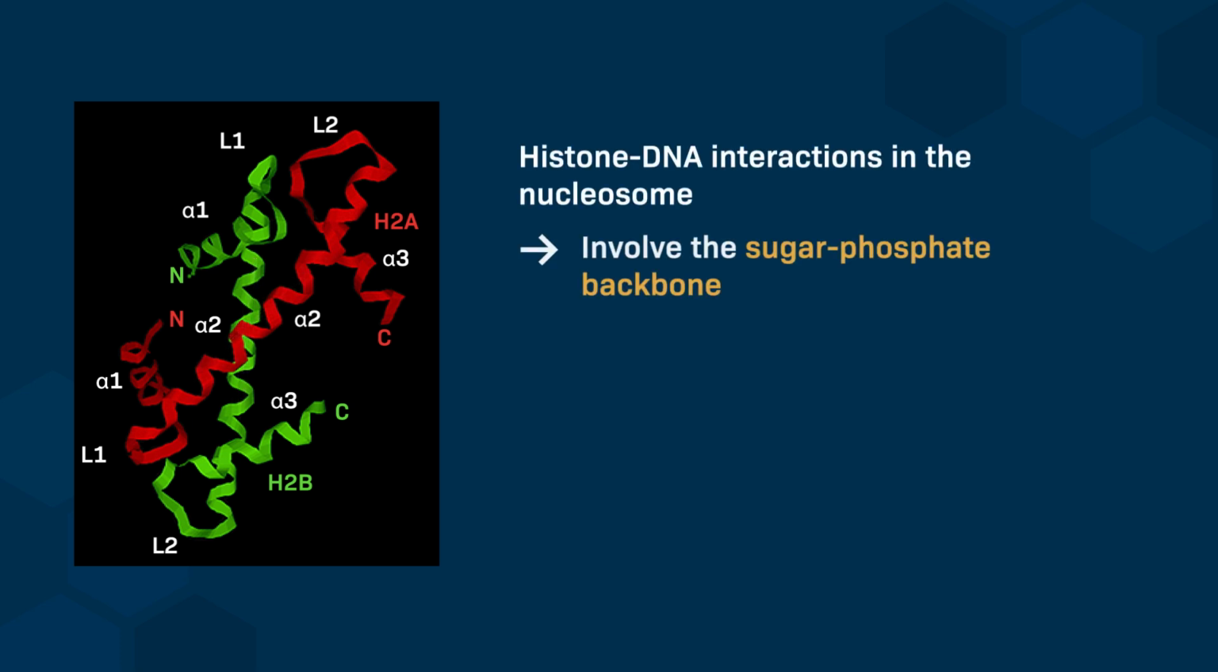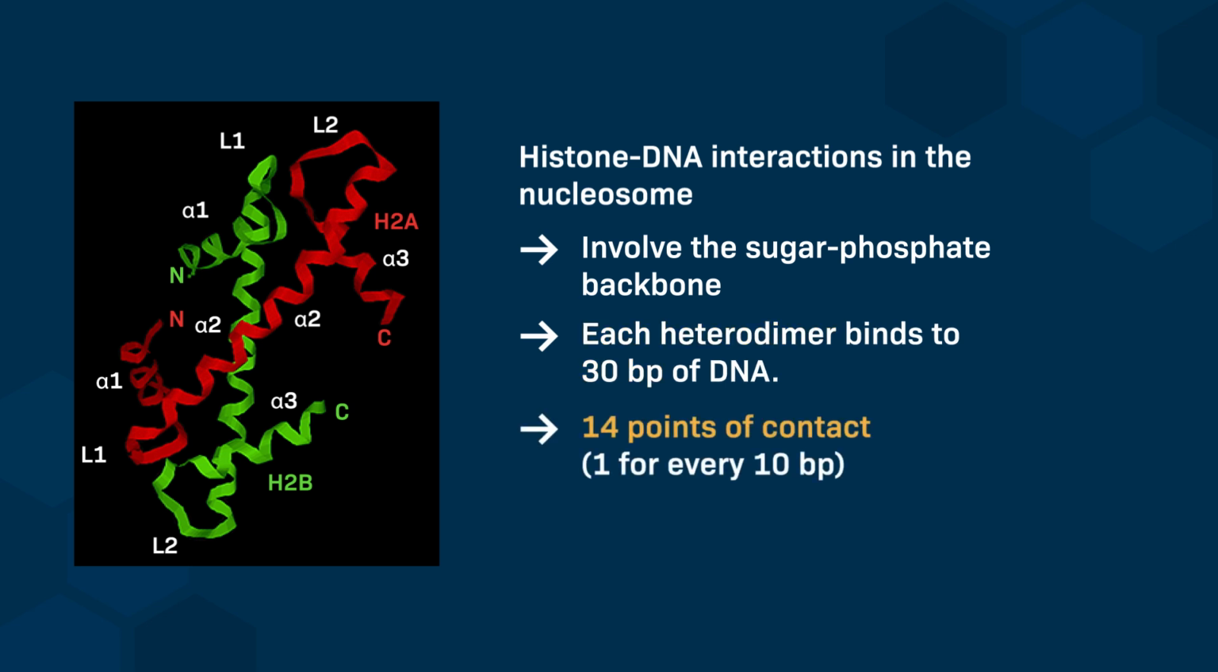In a nucleosome, the histone-DNA interactions involve the sugar-phosphate backbone of the DNA and not the nitrogenous bases, and each heterodimer, H2A-H2B or H3-H4, binds to 30 base pairs of DNA. There are 14 points of contact between the histones and DNA, about 1 in every 10 base pairs. The antiparallel orientation of the histone folds is critical for histone-DNA interactions in the nucleus. There are 2 types of DNA binding sites, alpha-1, alpha-1 sites, and L1, L2 sites.